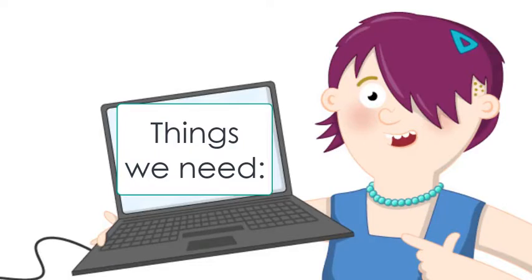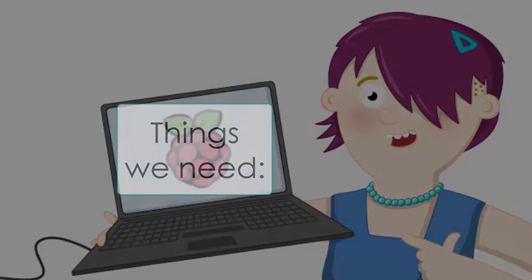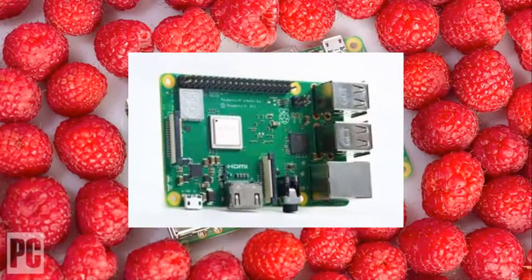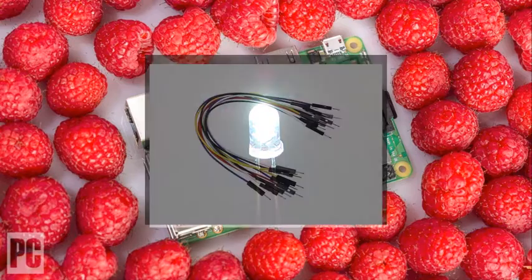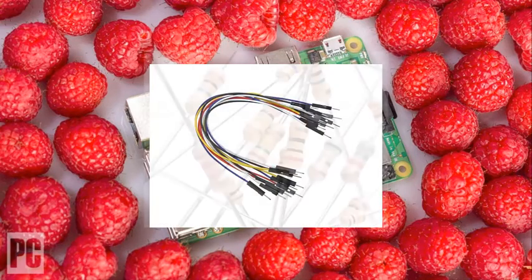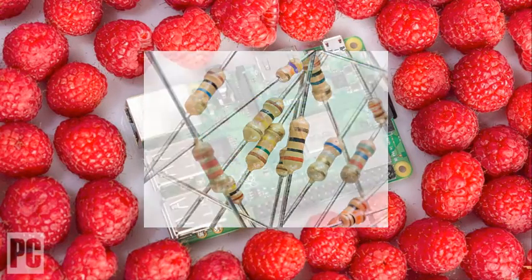Here are the things we need. For this activity, we use Raspberry Pi 3 Model B+. We also used one LED light, jumper wires, one resistor, breadboard, a buzzer, and lastly our potentiometer.